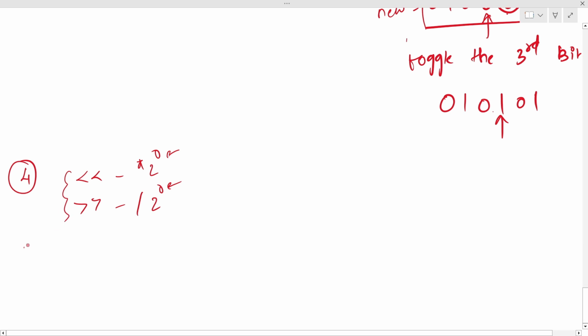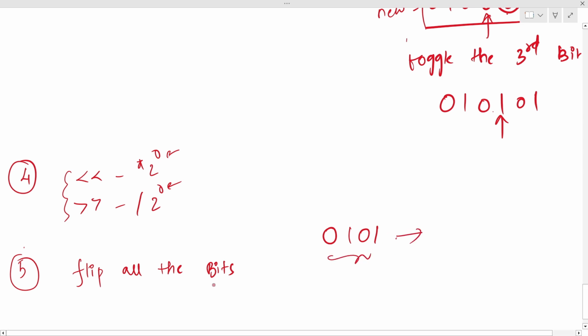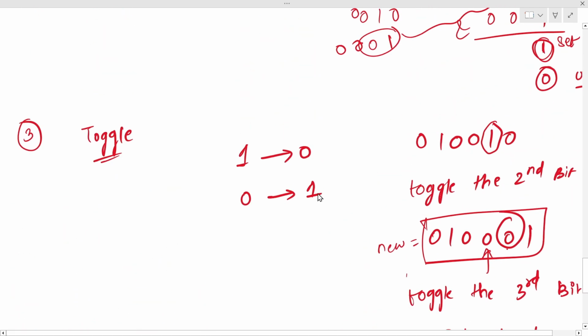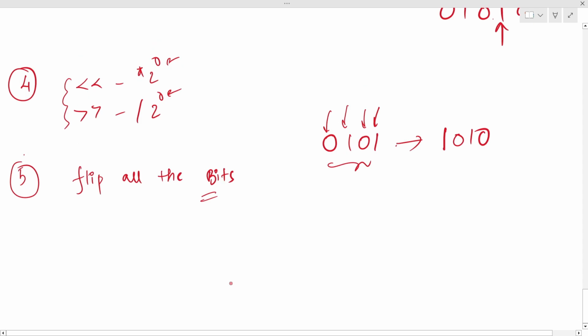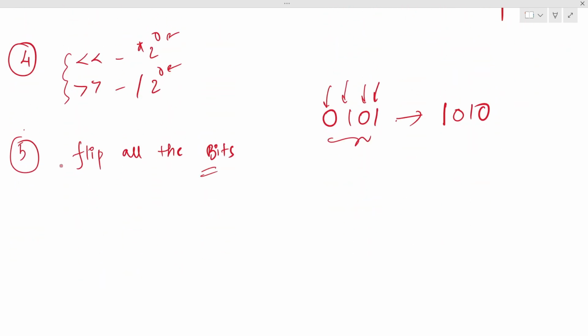And of course, you will be given different problems, like flip all the bits. What does this mean? You are given some number, let's say this is the number, and the question is flip all the bits. Then you will write something like 1010. That means we have flipped each and every bit. Flip is nothing but applying negation. That means if it is 0, then make it 1, just like toggle. Toggle I have described for individual bits, whereas flipping the bits means flipping each and every bit. Flip and toggle are similar things. So this was about flipping the bits, guys.